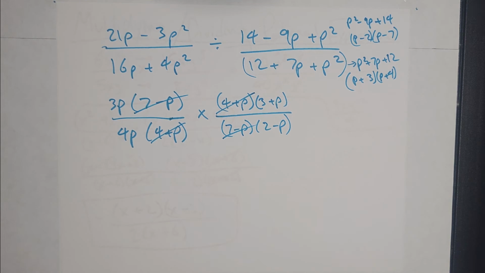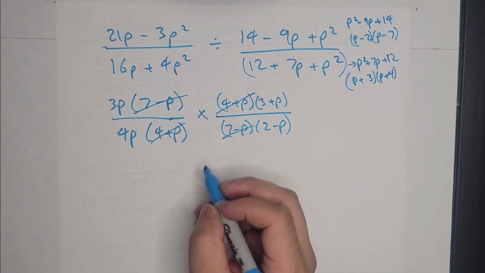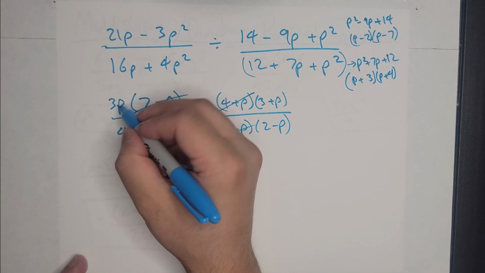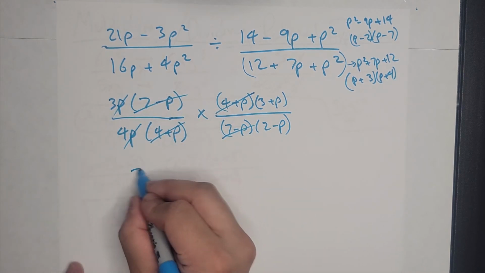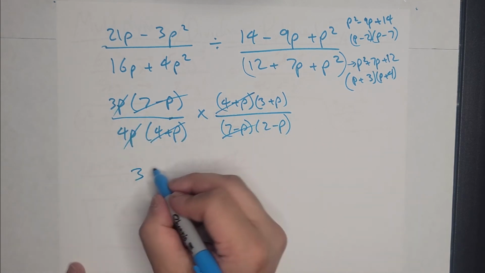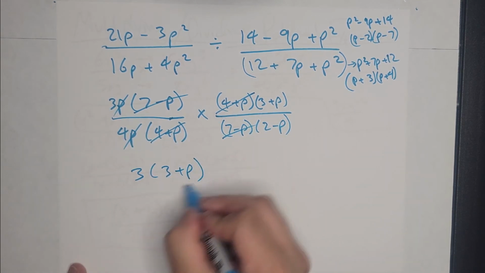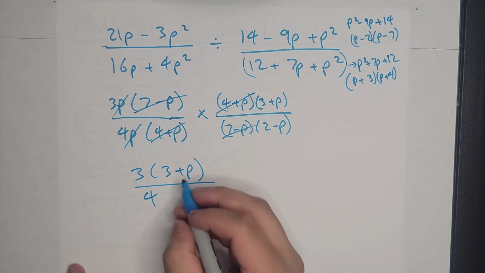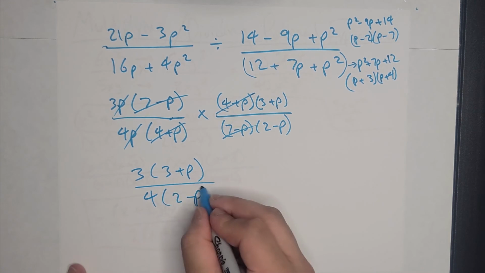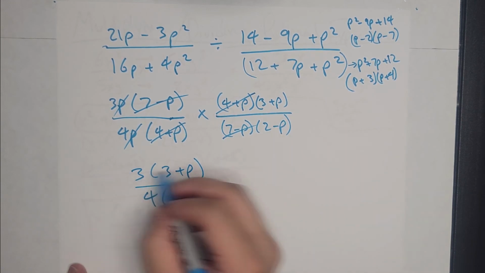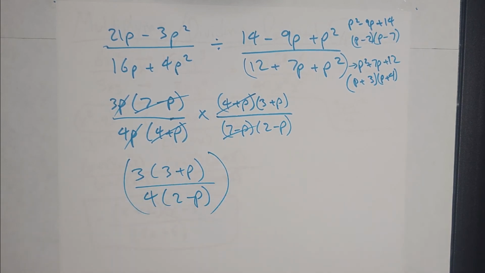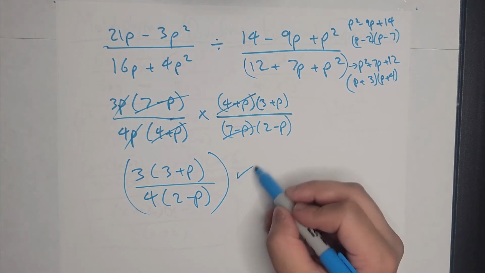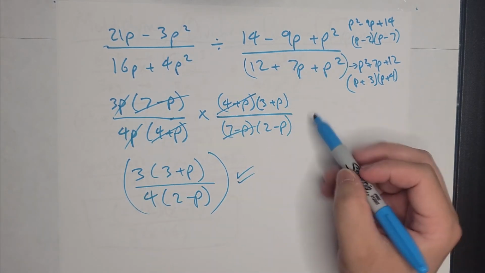And so what does that leave me with in the numerator? Oh, I have this p here and that p there. So now I'm left with 3 in the numerator with this 3 plus p. And in the denominator I have a 4 and a 2 minus p. And yeah, that's all it was. Simple as that. Just factoring.